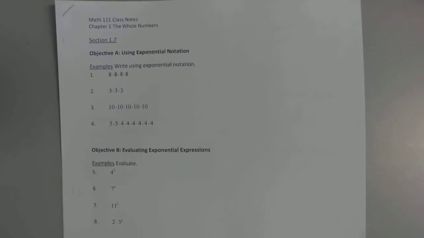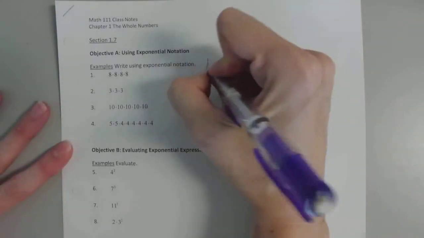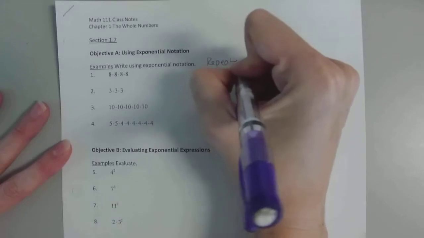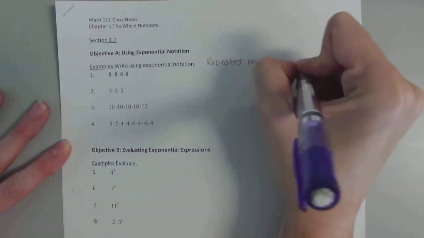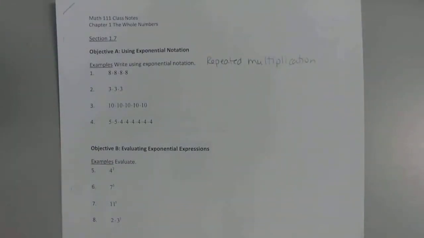All right, so section 1.7 is exponents and order of operation. So exponents are just repeated multiplication. When we learned about multiplication, I told you it's just repeated addition. Instead of adding 2 nine times, a quick and concise way was 2 times 9, right?